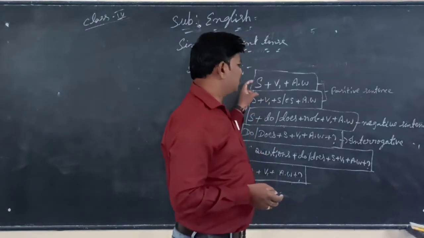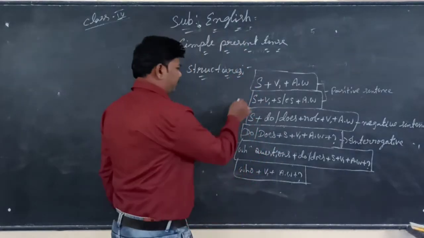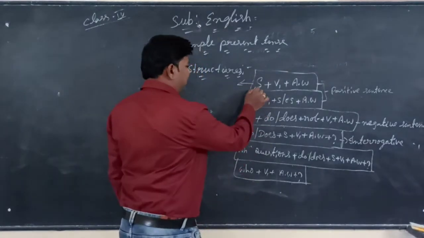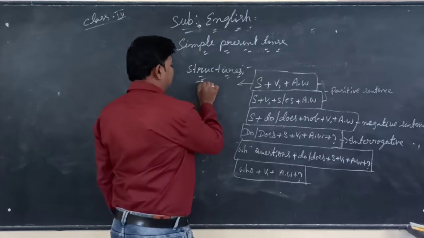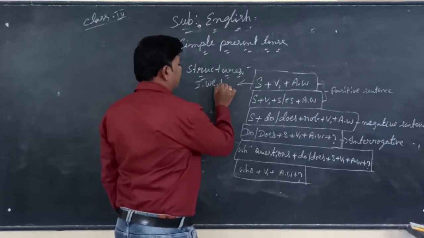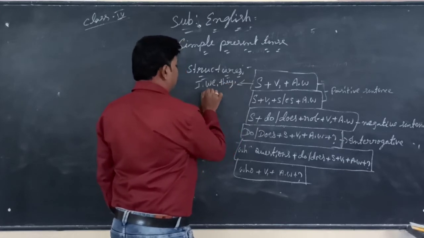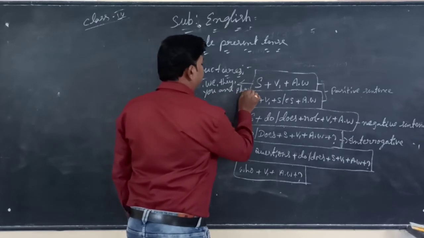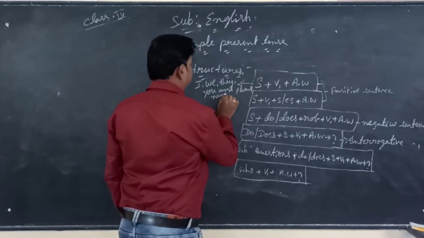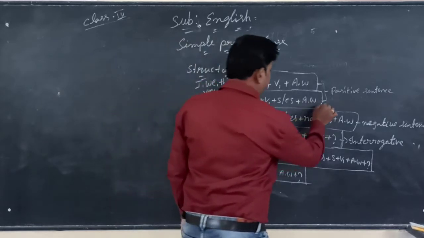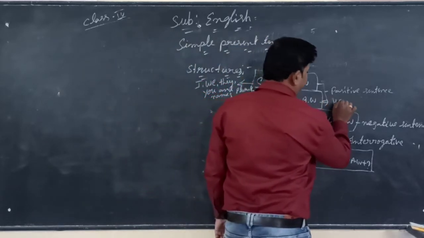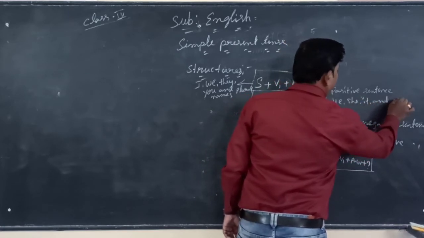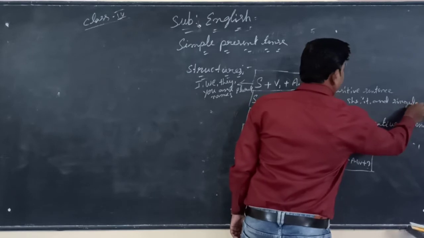So when do we use these two structures? The first one depends on the subject. I told you this structure we use only with the subjects I, we, they, you, and plural names. And this structure you use only with the subjects he, she, it, and singular names.